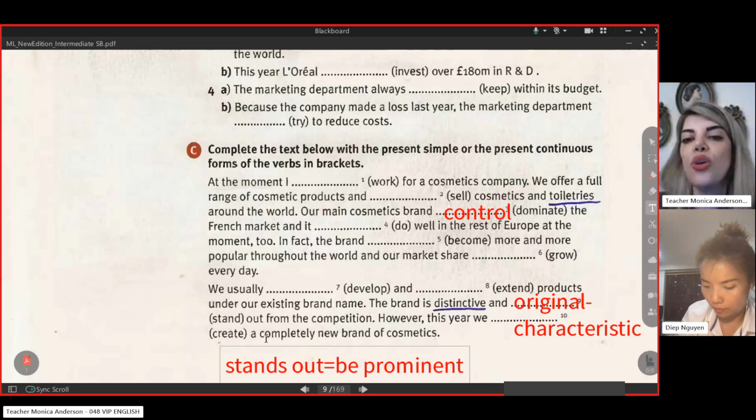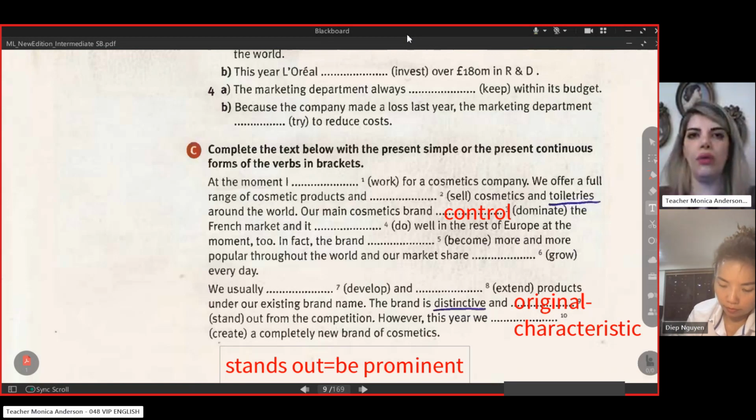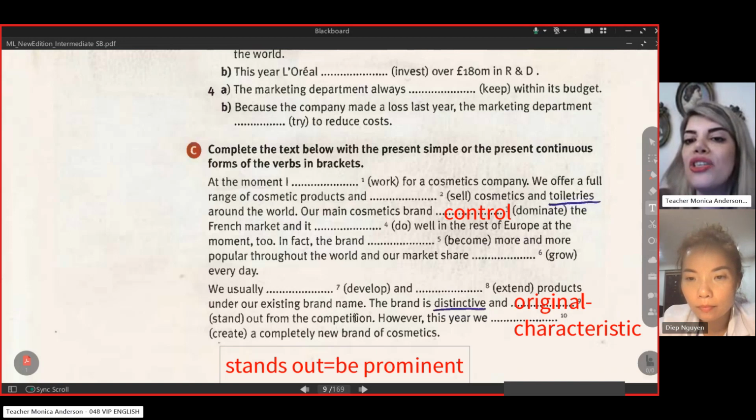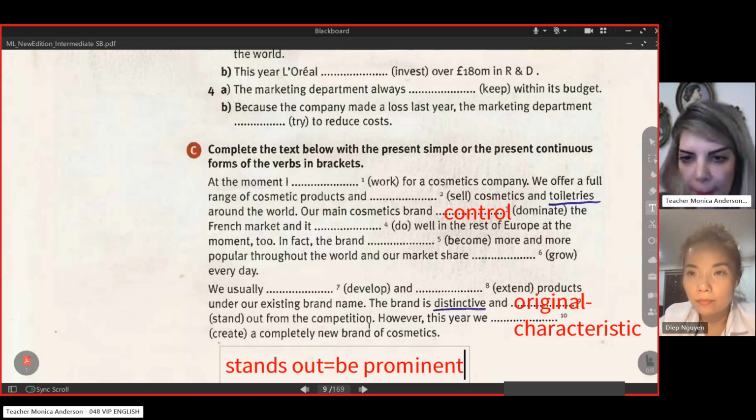And however, why do we say this is present simple? As I told you, we use present simple for a general truth, for something that is true in the present time. So actually we can use present simple because I didn't mention the time here. There is no time expression here, so we consider it as a general time or present time. So we say present simple, okay?